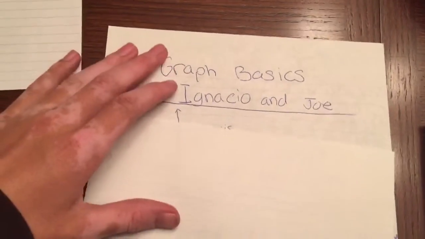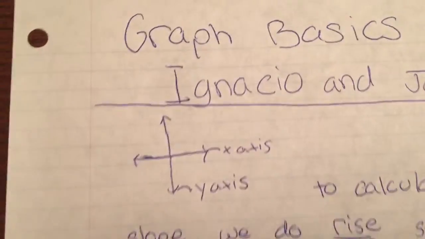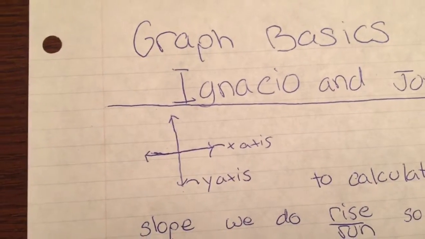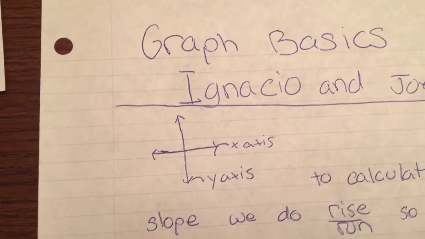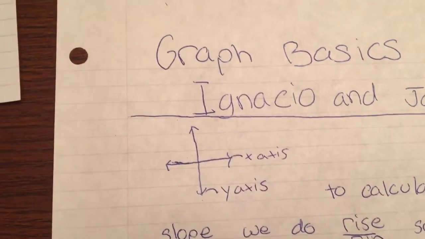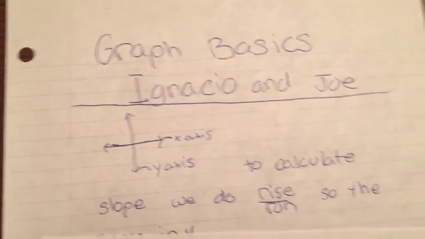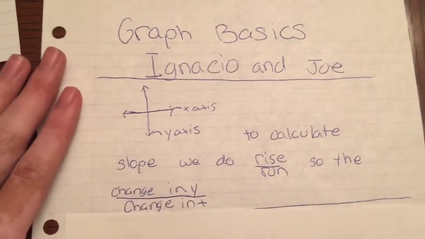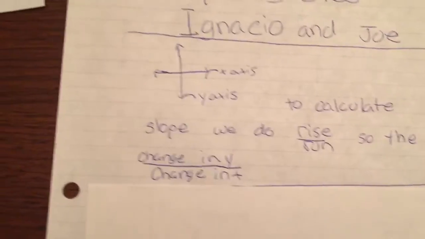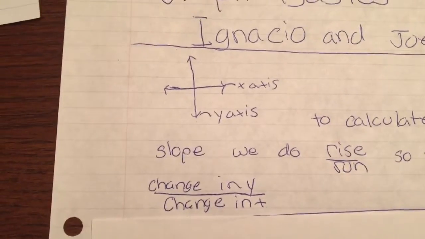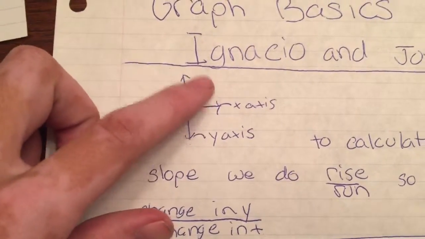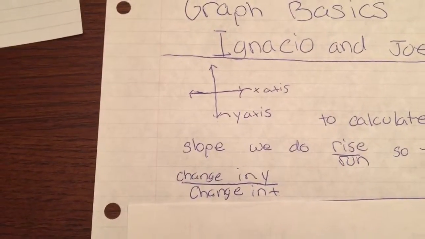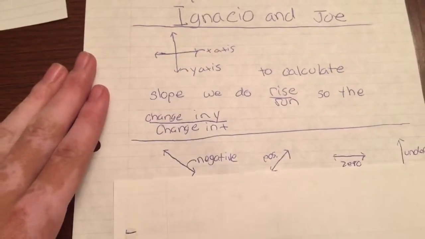Alright, now we're going to just review some graph basics. It's important to know your x-axis versus your y-axis. Pretty simple. X-axis is the horizontal axis where your x points will be. Y-axis is vertical, where your vertical points would be. And we use slope a lot. To calculate slope, you go rise over run, so it's the change in y over the change in x. So you'd run up 3 over 2, for example, to find your slope between points.